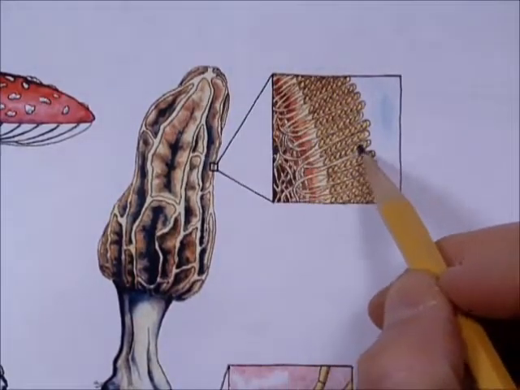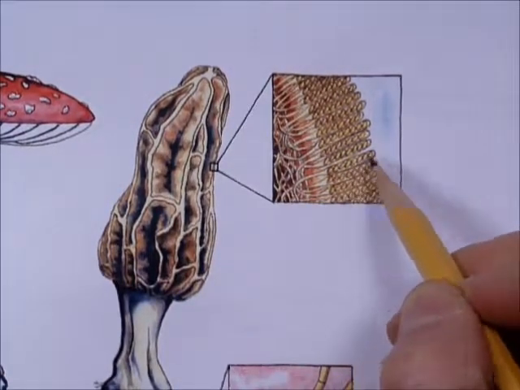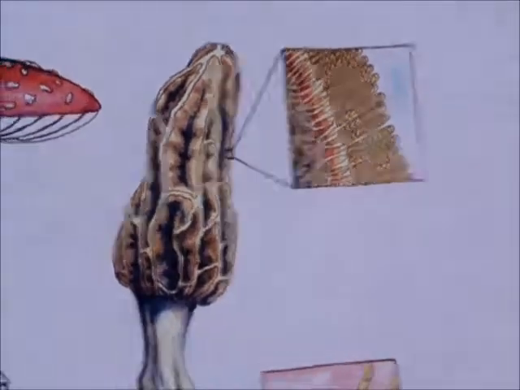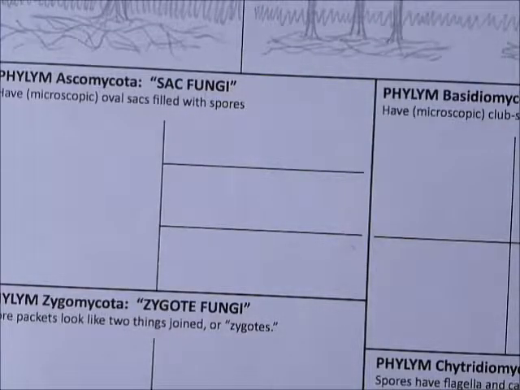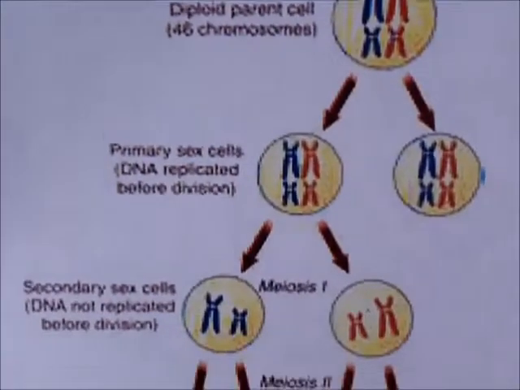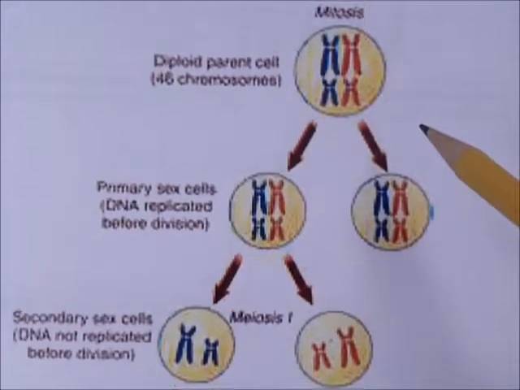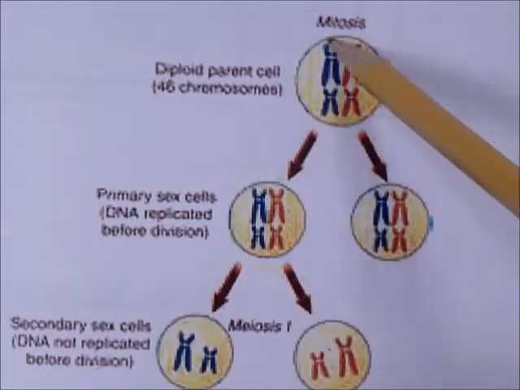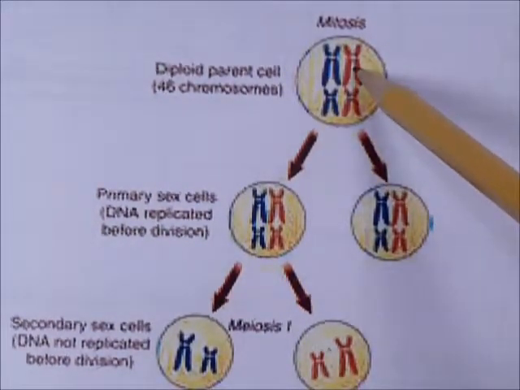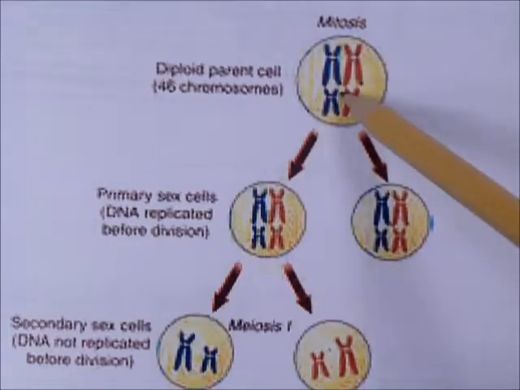Every one of these long things is going to have 8 little dots in it. And those are the spores. Those are like the seeds, but it's called spore. And the reason that there are 8 is because of the way that they were made, the cellular process called meiosis. And when meiosis happens, we start out with a cell. These are the chromosomes, the DNA.